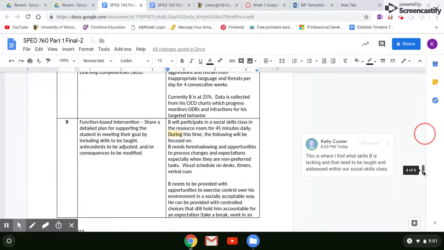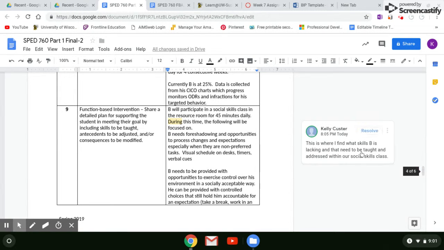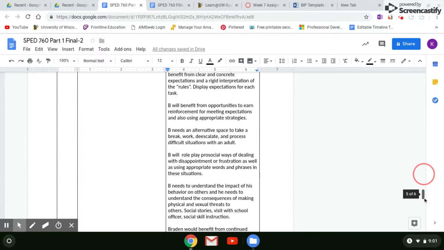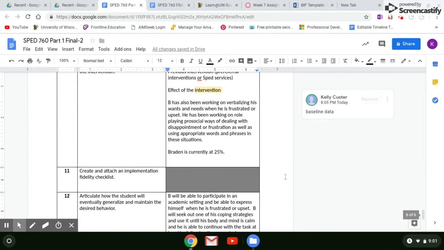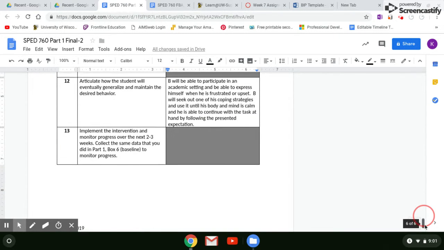Going down, oh, you'll have to excuse the dogs. Going down, you'll see the skills that he will be taught. That's within the intervention. So I use that as my basis for what I will be teaching during the social skills classes that I have with this student. And then here we have our baseline data for the student.